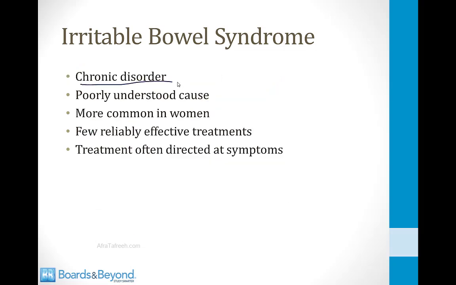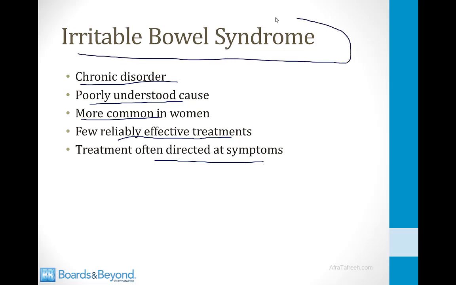This is a chronic disorder. It has a poorly understood cause. It's more common in women. It has few reliably effective treatments. The treatments are often directed at symptoms. So for example, if the patient is constipated, you try to treat constipation. If they have diarrhea, you try to treat diarrhea. This is a very common disorder that you'll see many times in the primary care setting, and unfortunately we have very few effective treatments for it.